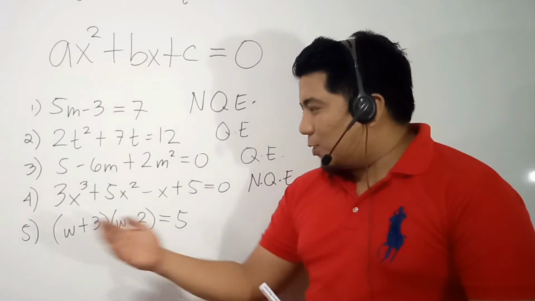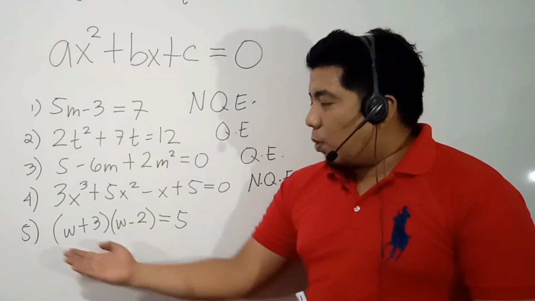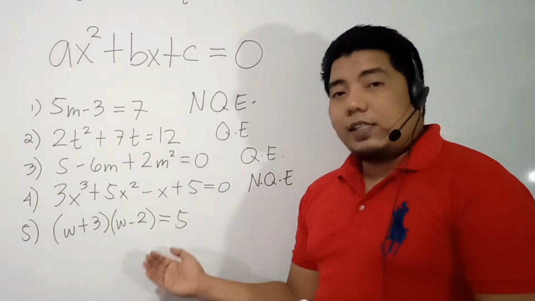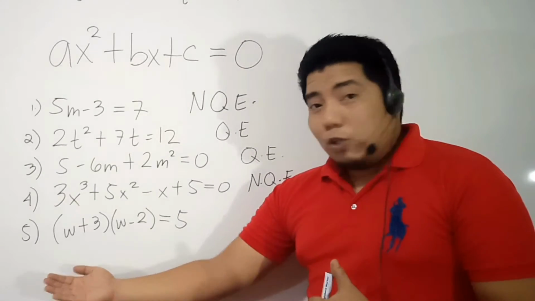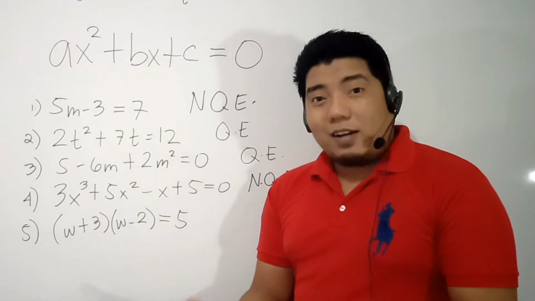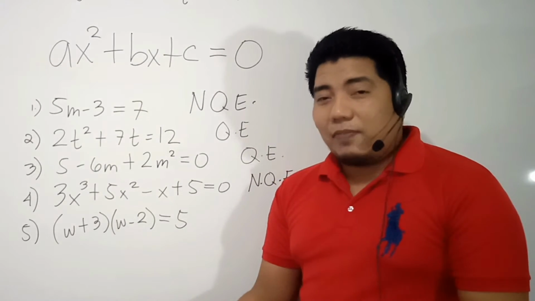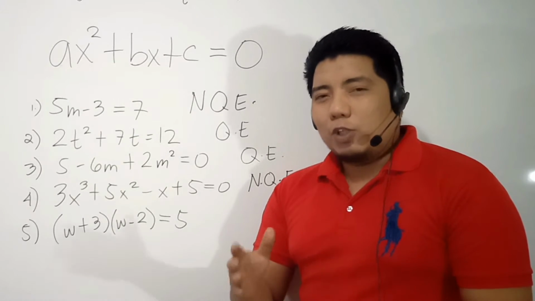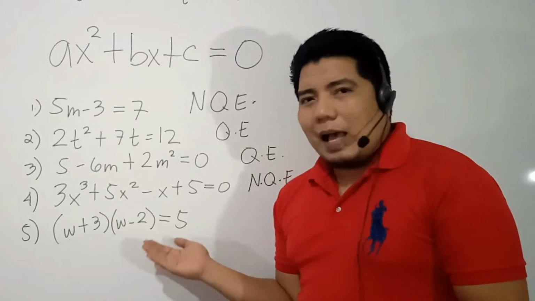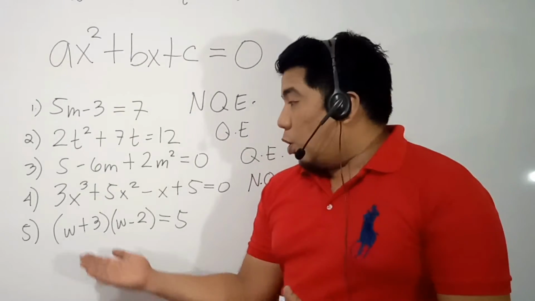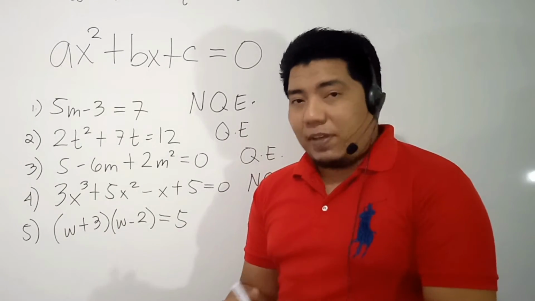Alright, now let's go to this given example. The quantity of w plus 3 times the quantity of w minus 2 is equal to 5. Now, do you see any power of 2 here? Okay, now, there are times that when we simplify a given equation, we will end up with its quadratic form. So, in this given example, this could be simplified.